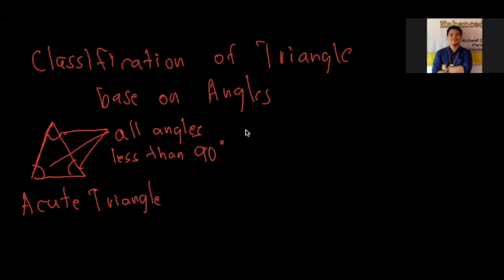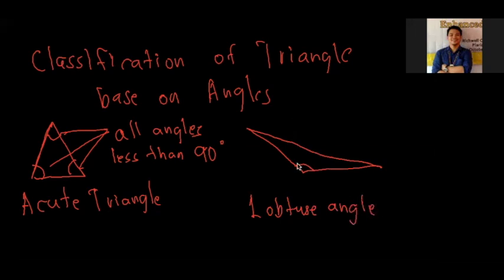The second one is what we call the obtuse triangle. In an obtuse triangle, there is one angle that is an obtuse angle. So this triangle is called an obtuse triangle. Question: is it possible to have more than one obtuse angle in a triangle? If you know the answer, please type your answer in the comment section of this video.